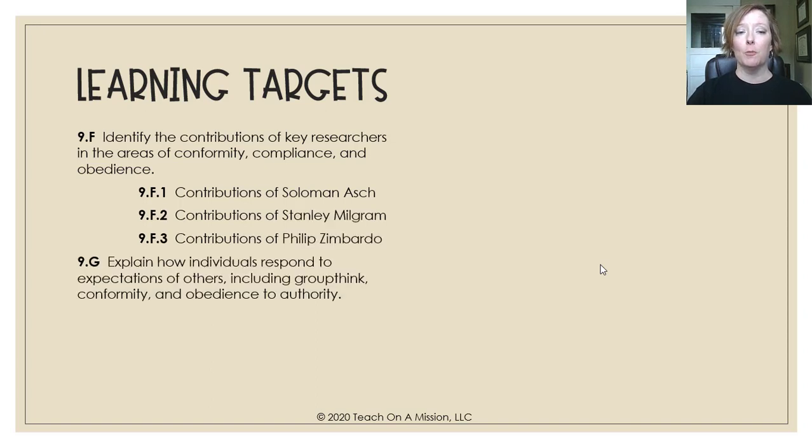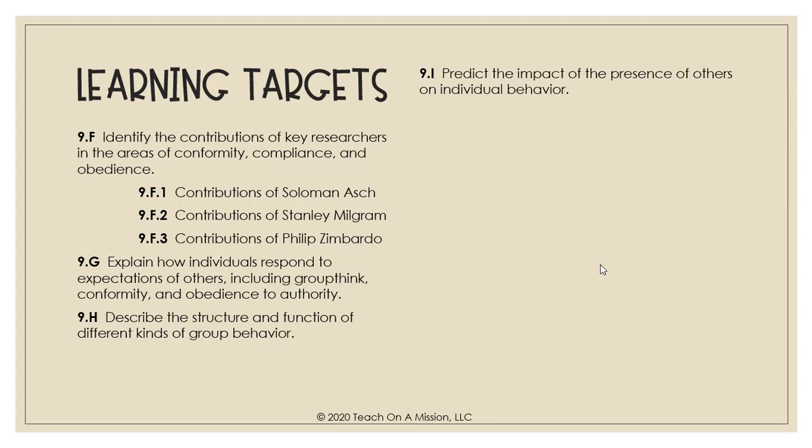You should also be able to explain how individuals respond to the expectations of others, including groupthink, conformity, and obedience to authority. You should be able to describe the structure and function of different kinds of group behavior. You should be able to predict the impact of the presence of others on individual behavior.